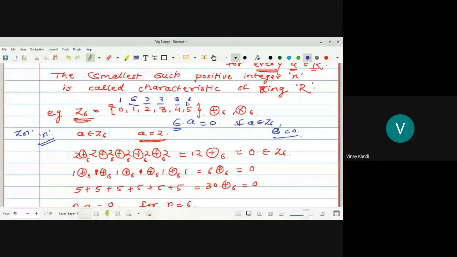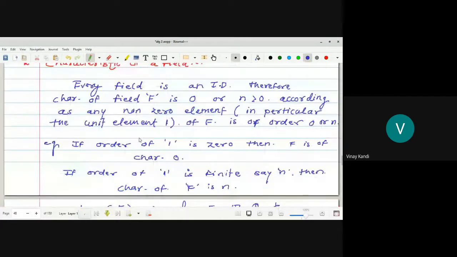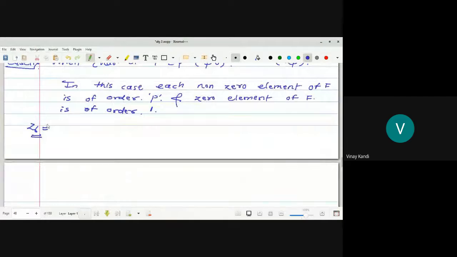For example, in Z5, what are the elements? 0, 1, 2, 3, 4 only. What is the order of 0? It is 1. And each non-zero element has order 5. Two fives are 10, and nothing smaller than 5 works. So each non-zero element has order 5, this prime. Okay, fine. Any doubt?